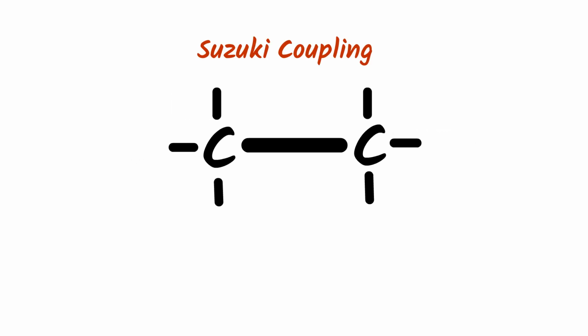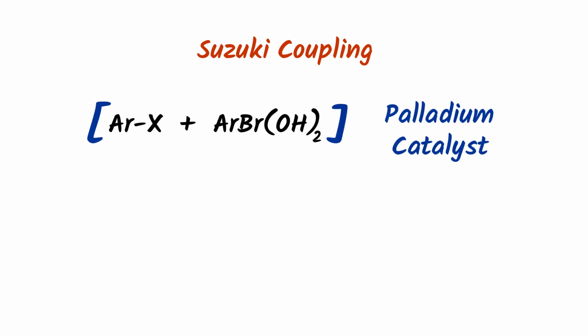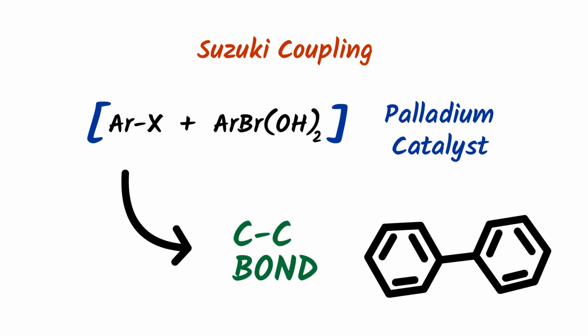We are starting with Suzuki coupling. At its core, Suzuki coupling connects two carbon atoms. Specifically, it joins an aryl halide with a boronic acid or boronic ester using palladium as a catalyst. The result is a new carbon-carbon bond between two aromatic rings.